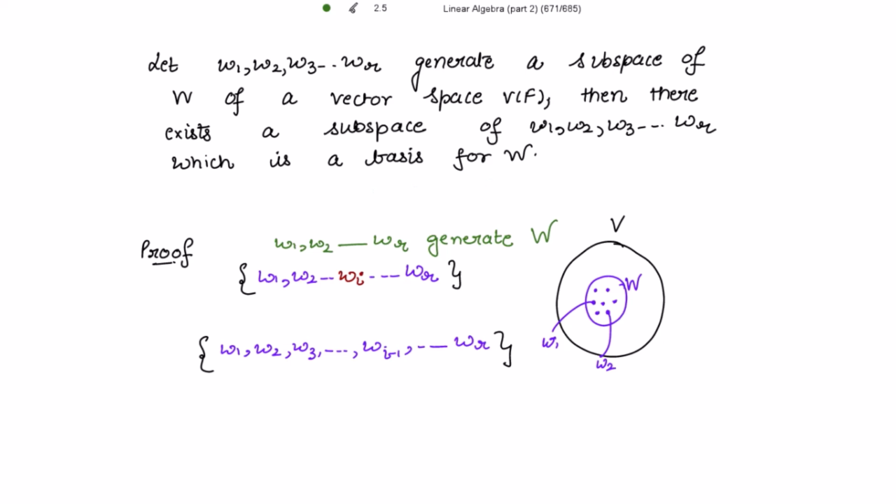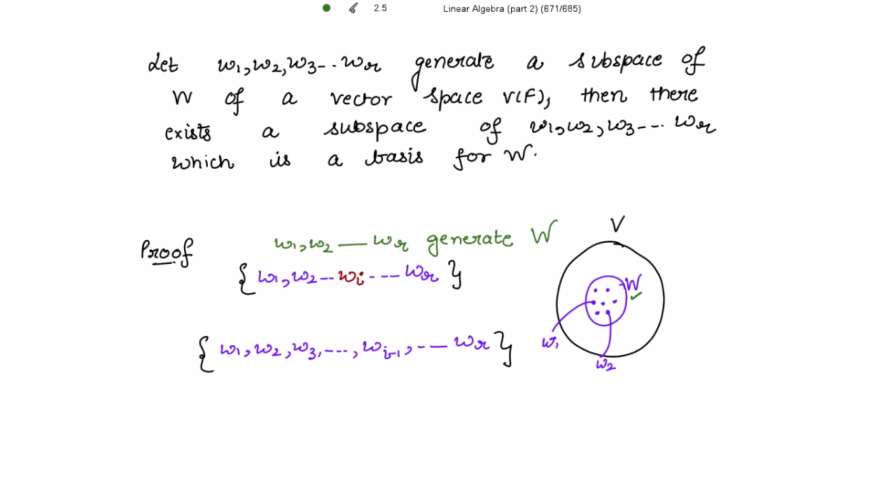What we need to prove is that there exists a subset of these W1, W2, and so on, which forms a basis of W. Now, because W1, W2, W3 generate W, if these are linearly independent, then these are the basis for W, and our work is done.